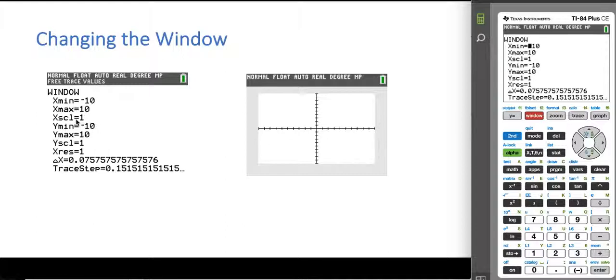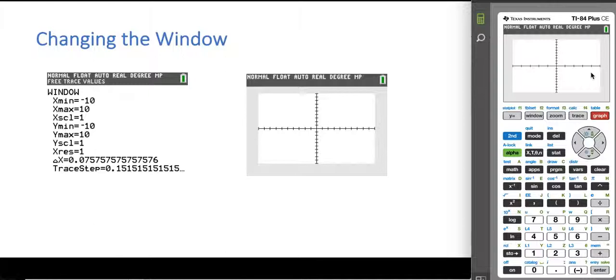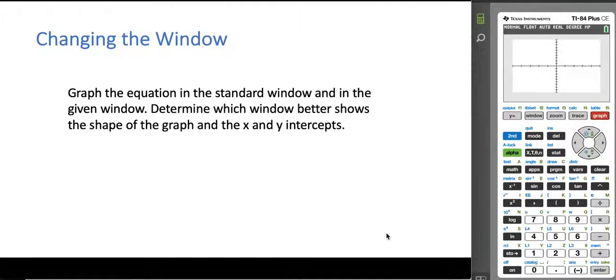So for example, if the x scale was 2, let me change that and now look at the graph. Then you'll see on the x scale we're counting by 2's. So it goes 2, 4, 6, 8, 10, up to 10. Okay, so let's look at a specific example.